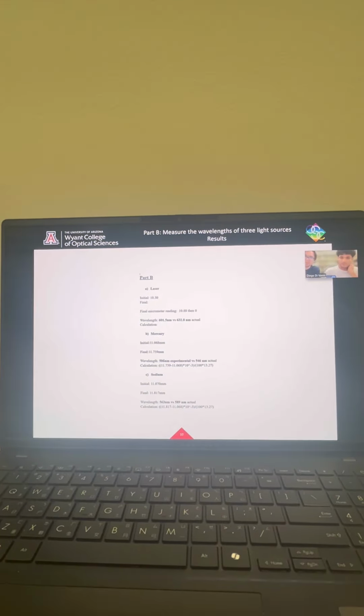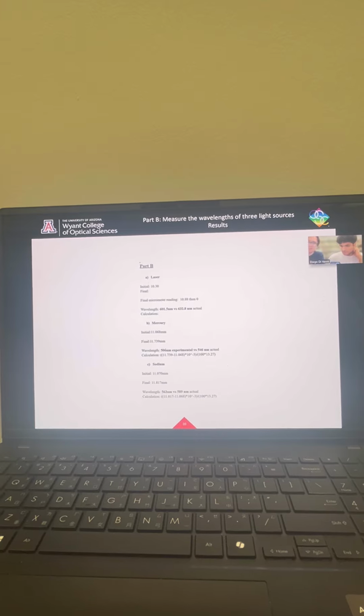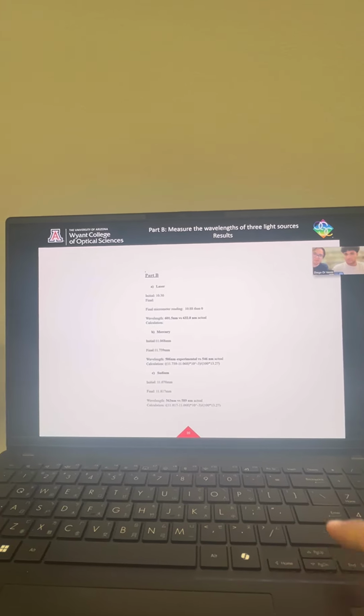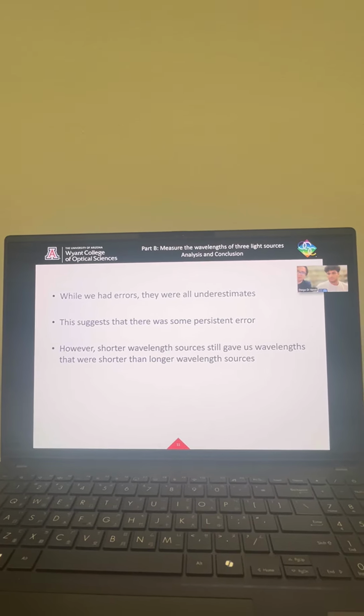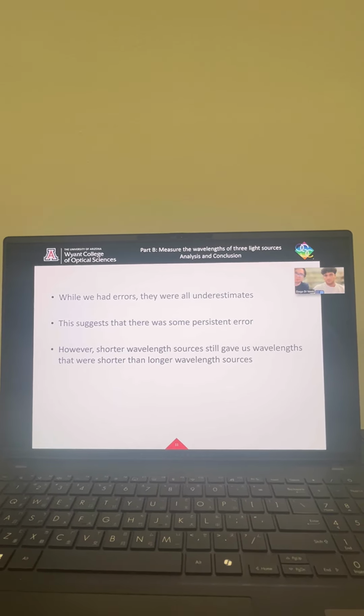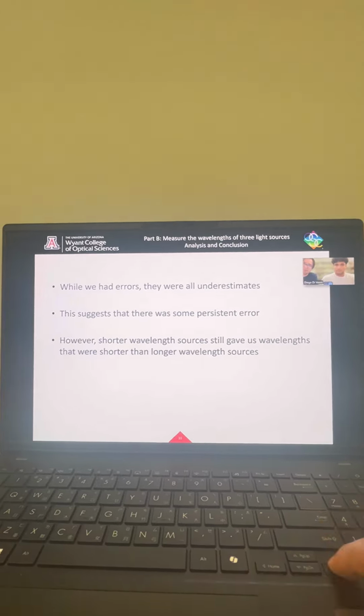And then for Part B, the data that we got: the laser was 601.5 nanometers, the mercury lamp was 506 nanometers, and the sodium was 563 nanometers. While these measurements all had errors, the errors were consistent, in that we were getting shorter wavelengths than the actual ones, suggesting there was some persistent error in our setup.